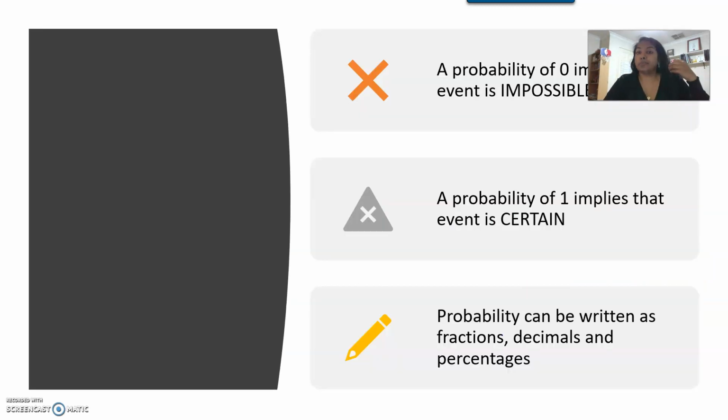A probability of 0 implies that the event is impossible, and a probability of 1 implies that it's certain, meaning it's definitely going to happen no matter what. Probability can be written as fractions, decimals, and percentages, which you need to be aware of. When I did the shooting, I told you to give me your prediction as a fraction out of 20. You need to be able to convert that into percentages and decimals as well.